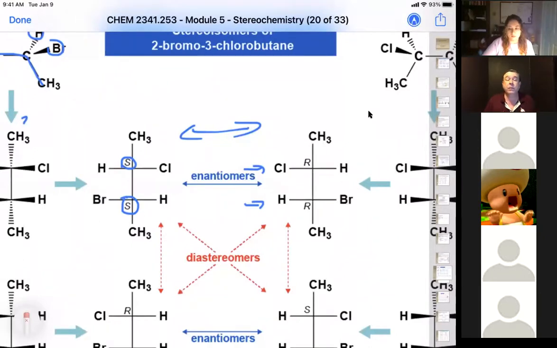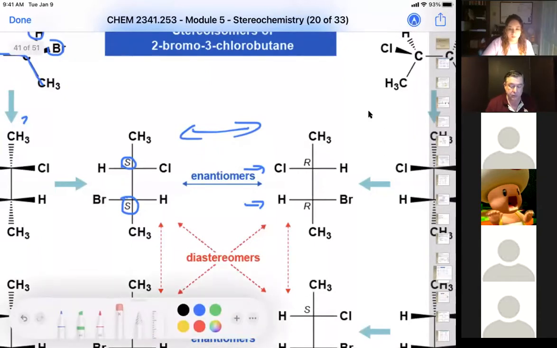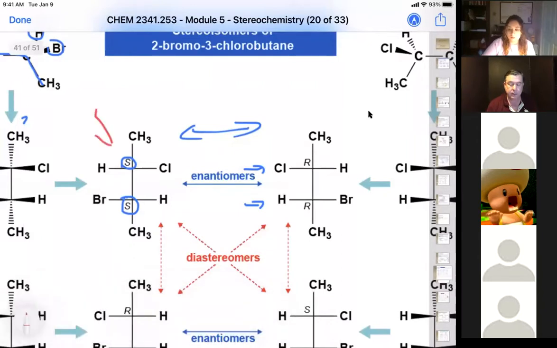Now, the other cool thing about this is that when you have your Fischer projection right here, once you've assigned the R and the S to one set, in the mirror image, it's going to be the opposite of it. So both of these are S, both of these are R. Okay, so that's a great thing about this Fischer projection, is that you only have to really assign one set and then you can go from there.